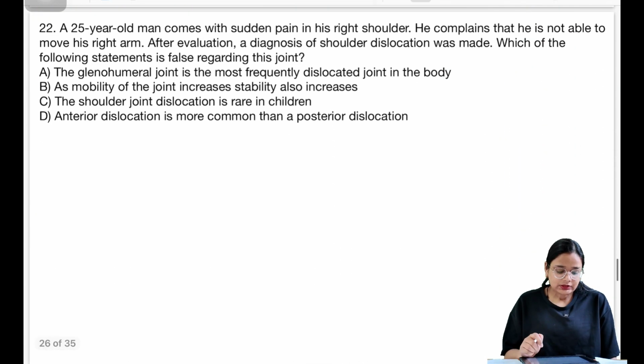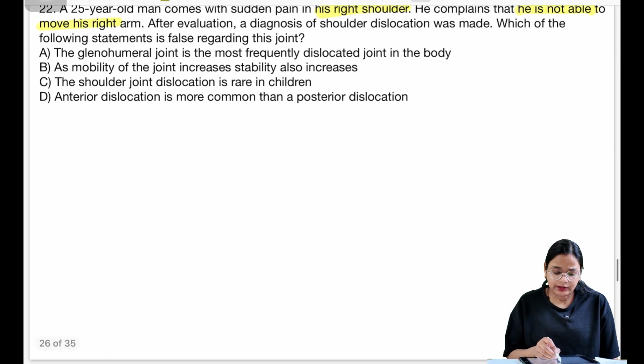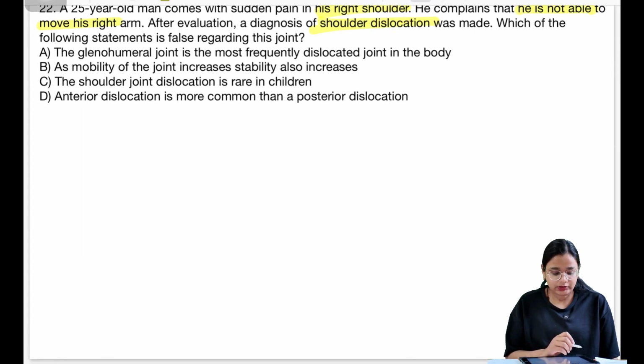Next question is, a 25-year-old man comes with sudden pain in the right shoulder, okay. He complains that he is not able to move his right arm. For evaluation, a diagnosis of shoulder dislocation was made. Which of the following statements is false for this joint?